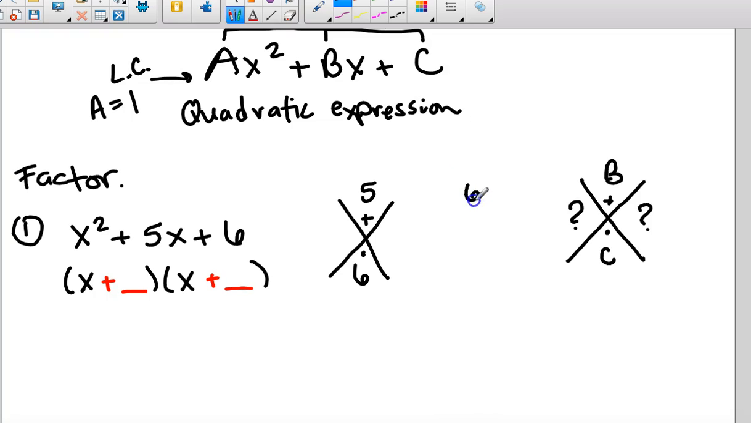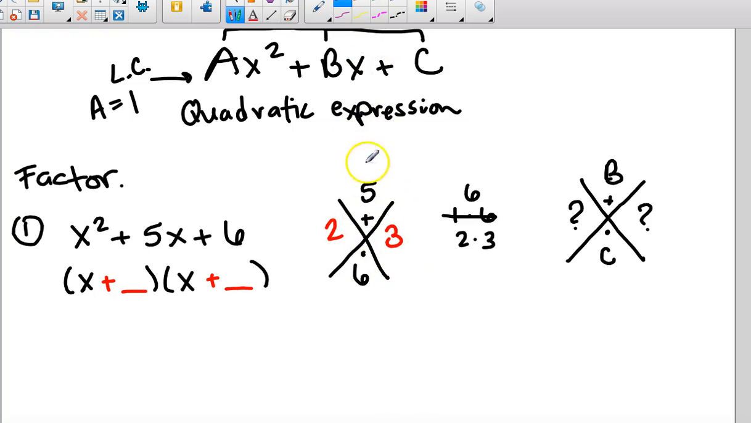Now, factors of 6 are what two numbers, when you multiply them, give you 6. So I have 1 times 6, I have 2 times 3, and that's as far as I'm going to go. Well, I want to figure out which one of these are equal to 5 when I add them up. Well, it can't be 1 and 6 because 1 plus 6 is 7, so therefore it has to be 2 and 3, and you know you did it right if it solves the riddle.